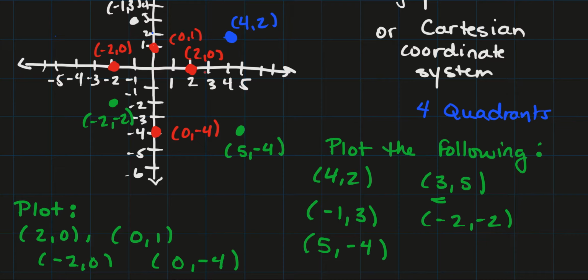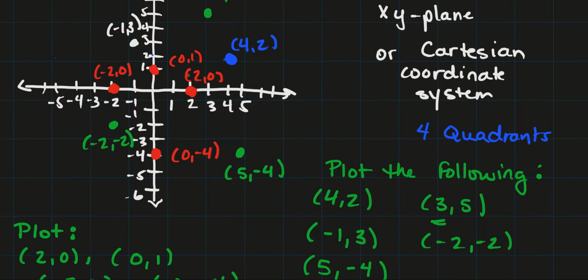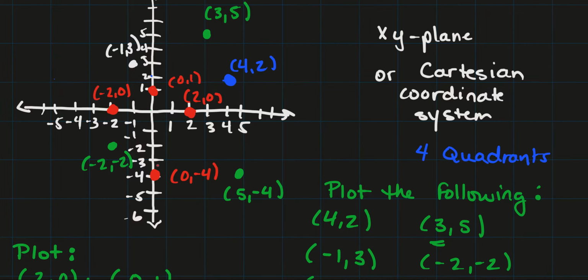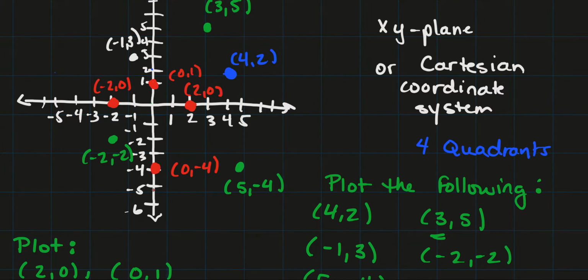The point 2, 0 is on the positive x-axis. Be careful here. It's not in quadrant 1 or quadrant 4. It's on the positive x-axis. Then you can see that the point 0, 1 is on the positive y-axis. -2, 0 is on the negative x-axis. And the point 0, -4 is on the negative y-axis.